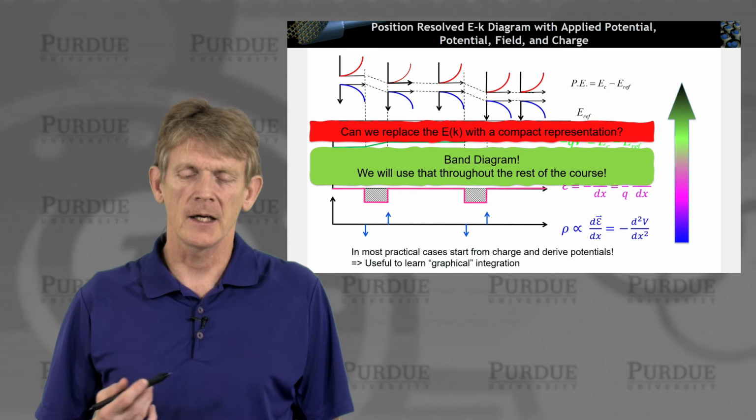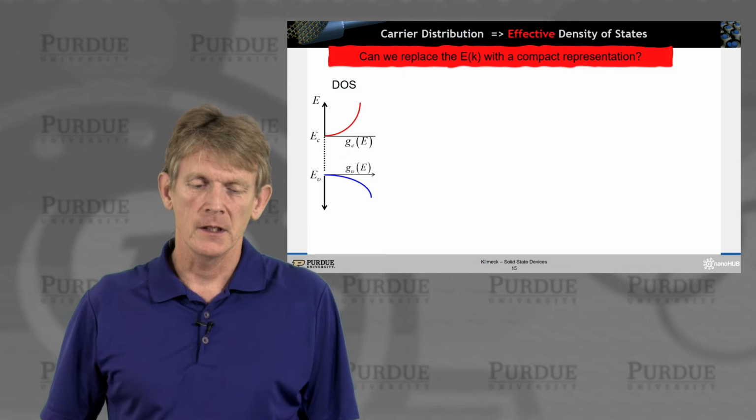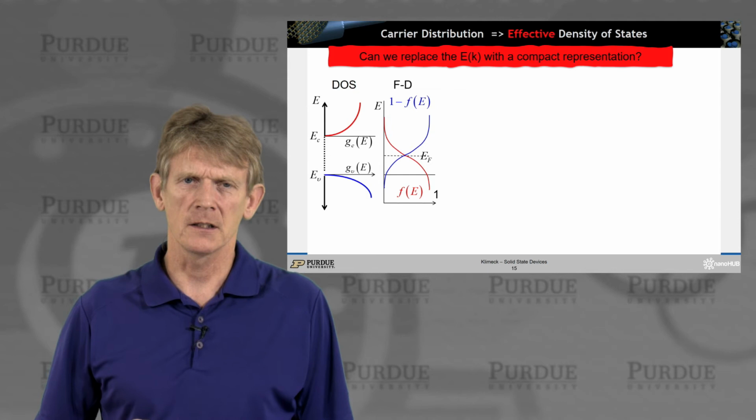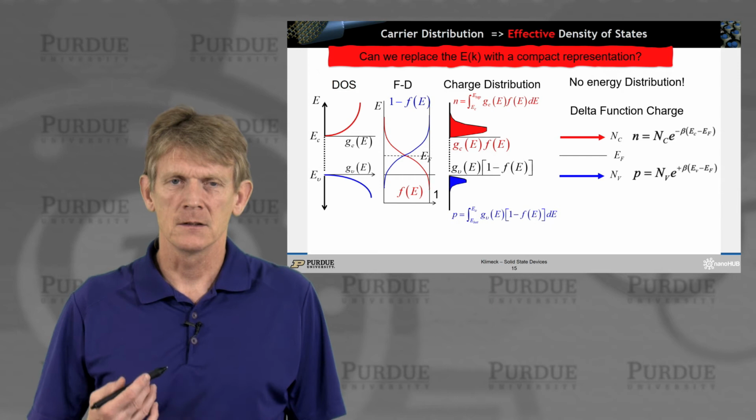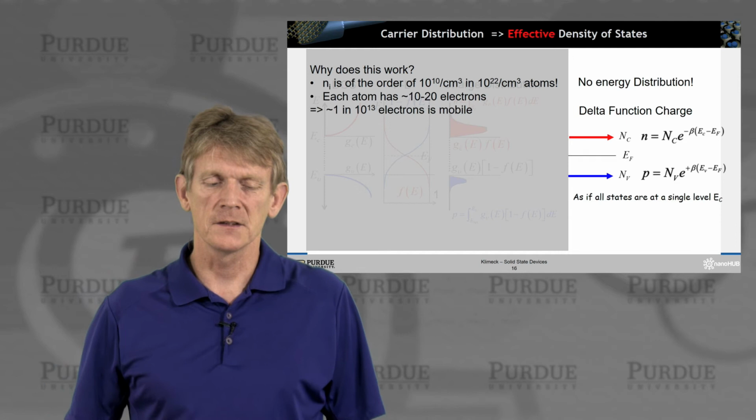All right, so again, as a reminder, we had come from a carrier distribution that we have calculated from the density of states and a Fermi function, and a distribution of carriers, we have collapsed that into delta functions. So we're forgetting about the distribution of carriers. We collapse them into a single delta function. So why does this work? Why can you do such a thing?